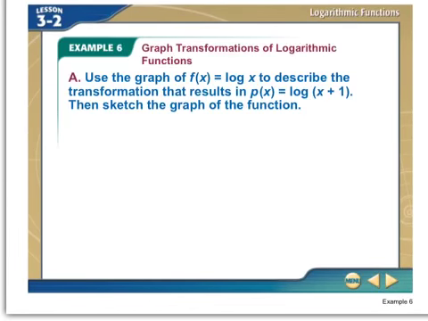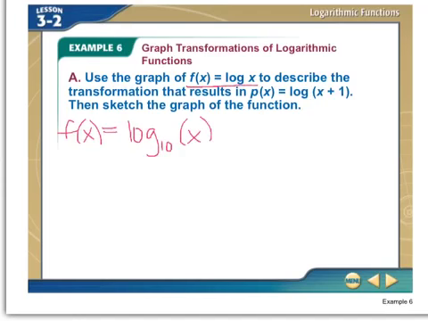In Example 6, we will be discussing graphing transformations of logarithmic functions. We're going to use the graph of f of x equals log x to describe the transformation that results in p of x equals log of x plus 1, then sketch the graph of the function. Looking at the original function f of x equals log x, I know that this is a growth function because our base is 10. This is a common log, so we know that f of x equals log base 10 of x.